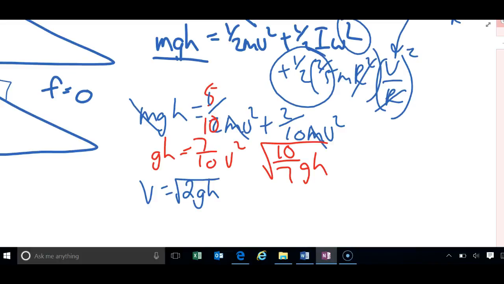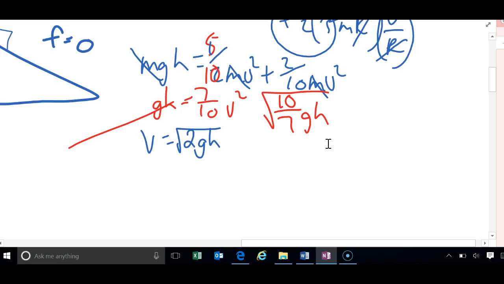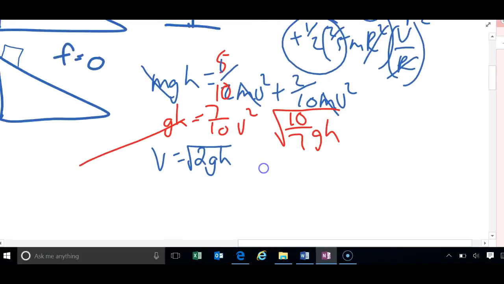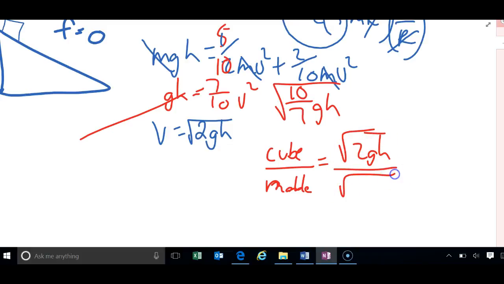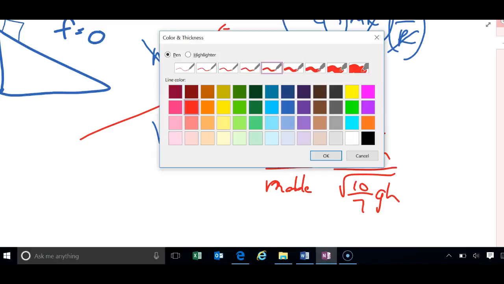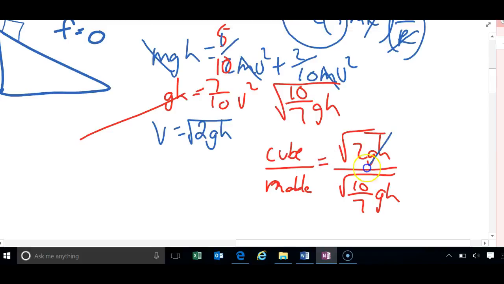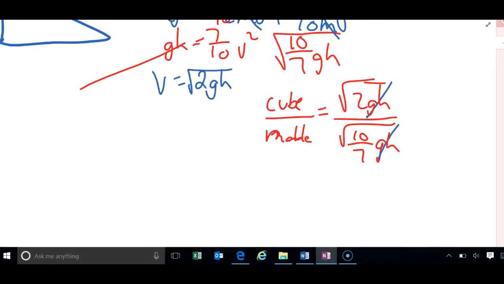From this, the problem, I believe, asked for the ratio. So the ratio they're looking for, they said cube to marble. So cube over marble. So the cube equals the square root of 2gh over the marble, which is the square root of 10/7 gh. Well, when you divide by the same thing, those cancel out because they're equal to 1. So I have to do 2 divided by 7/10, but it's still the square root of that.